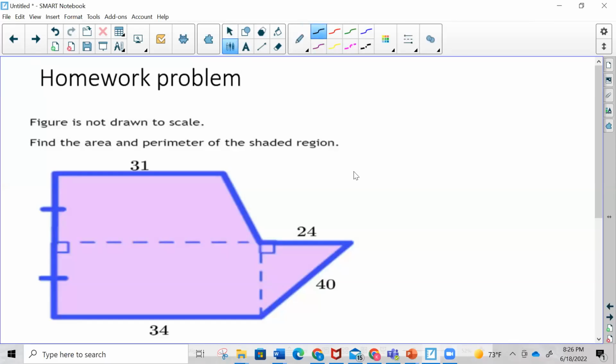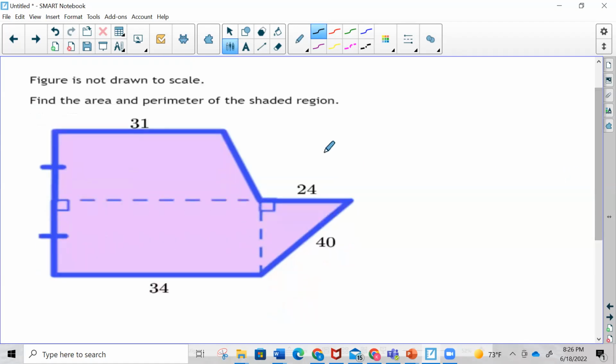Okay, so this is one of the homework problems on the online homework for area and perimeter. It says the figure is not drawn to scale. Find the area and the perimeter of the shaded figure. Okay, so let's just start with finding our missing sides, and then we can go find either the area or perimeter.